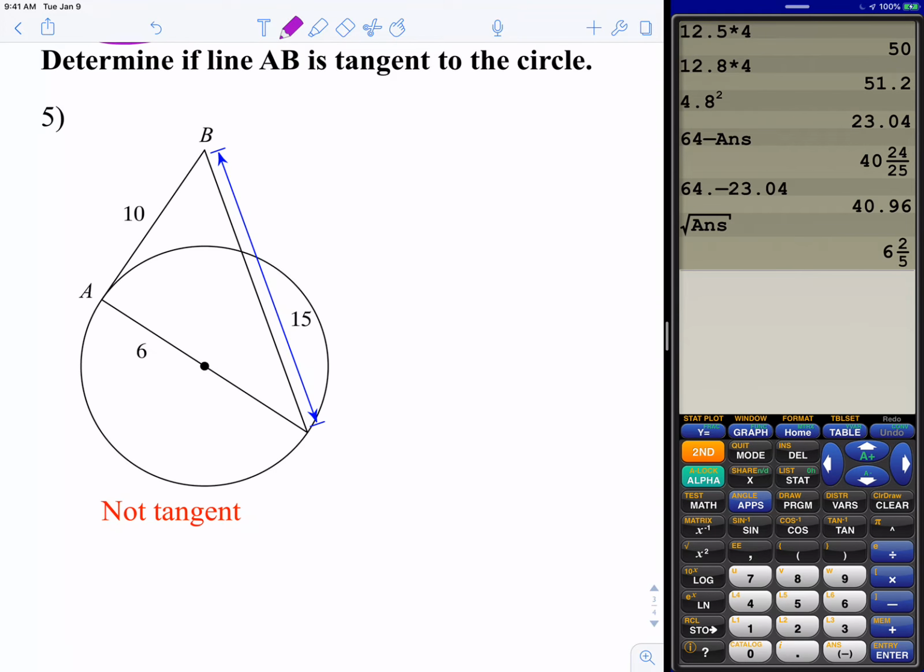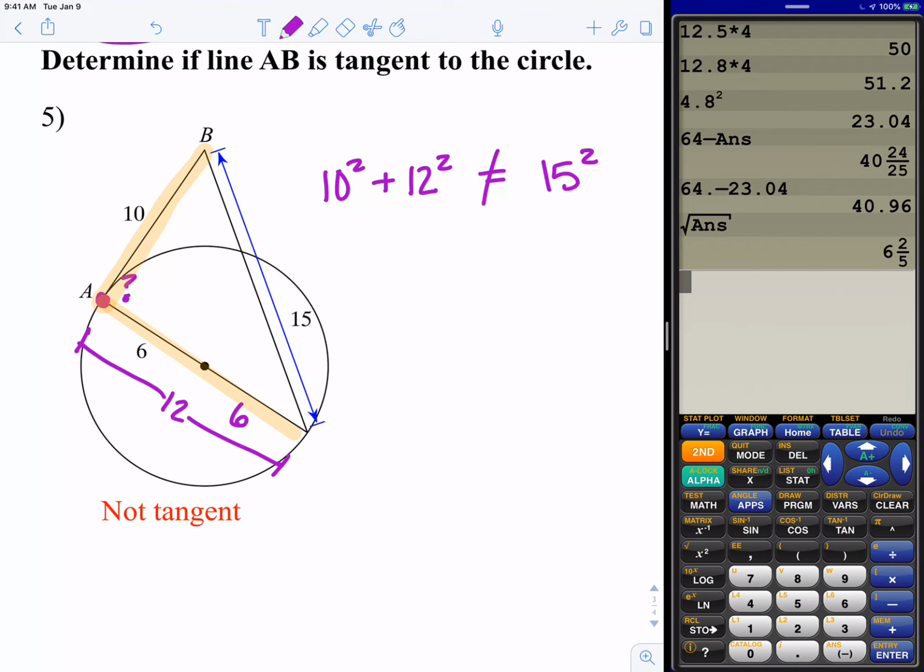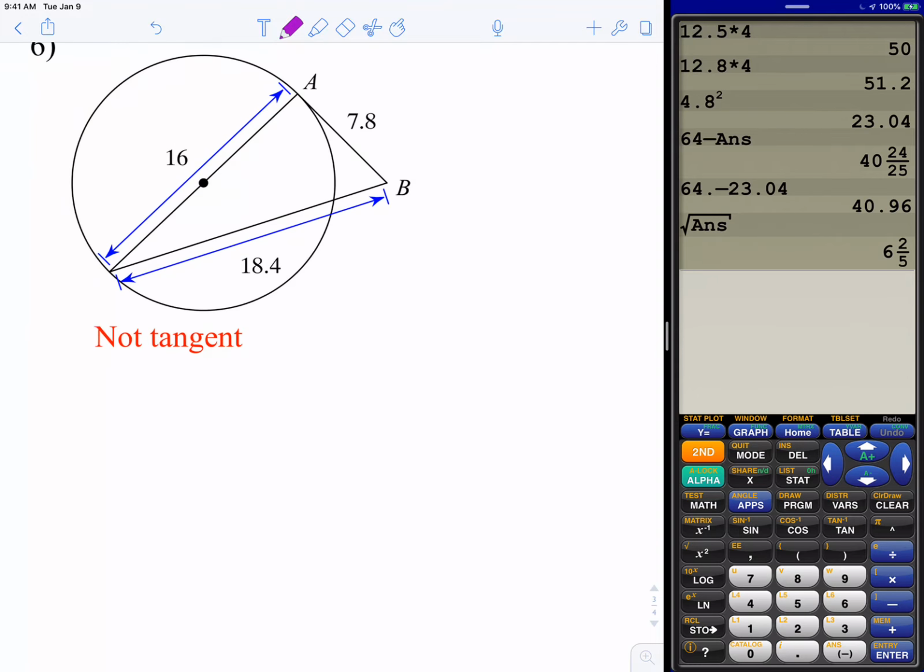Okay, if this is tangent, then there would be a right angle right there. So we're going to use these as the possible legs. Radii are both 6, so this length here is 12. So then the question is, does 10 squared plus 12 squared equal 15 squared? And if you work those out, they are not equal, and that's why it's not tangent, sorry.